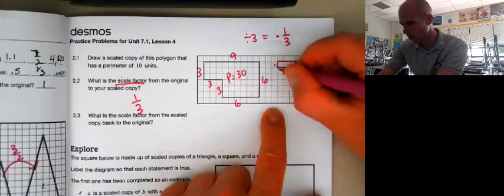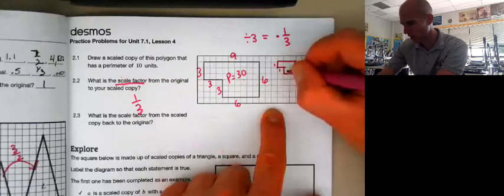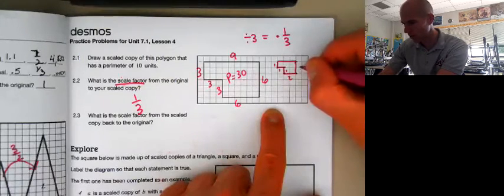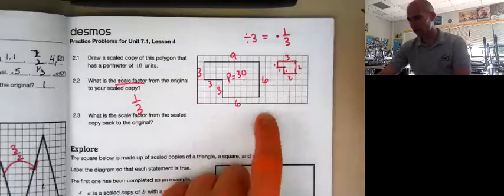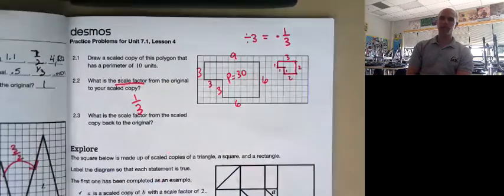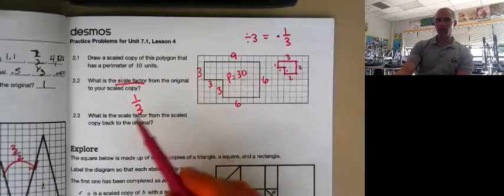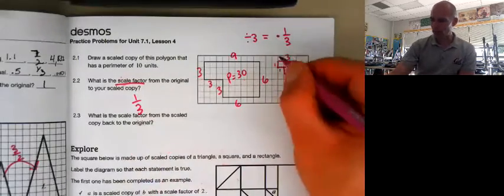Right? 1, 1, 1, 2, 2, 3. And if you add all that up, I do believe it gets you the 10 we're looking for. So there it is. And so what is the scale factor from the scaled copy back to the original?